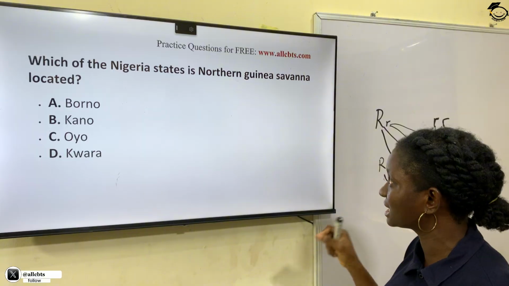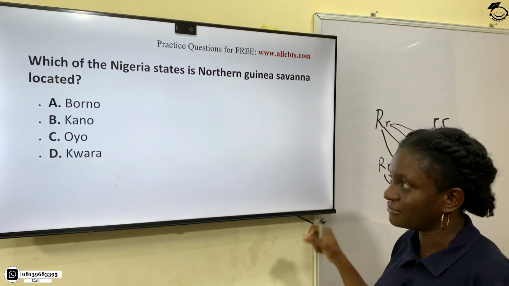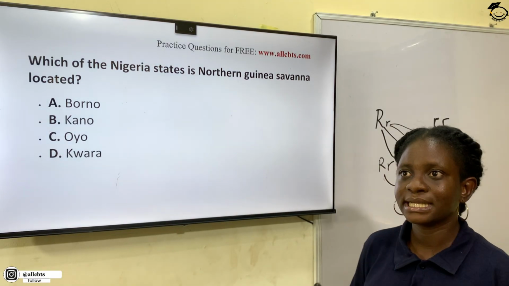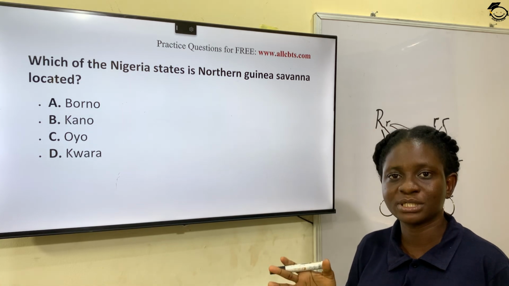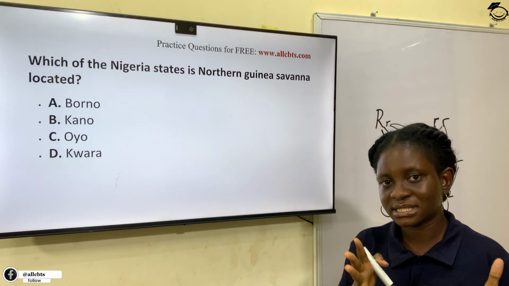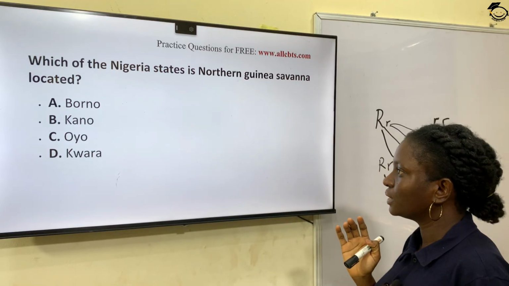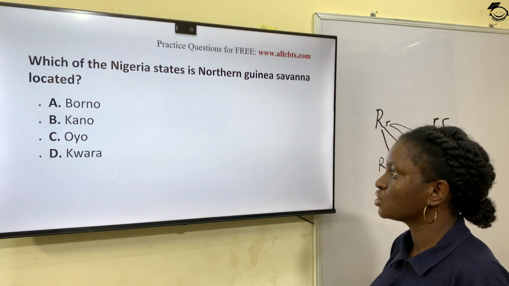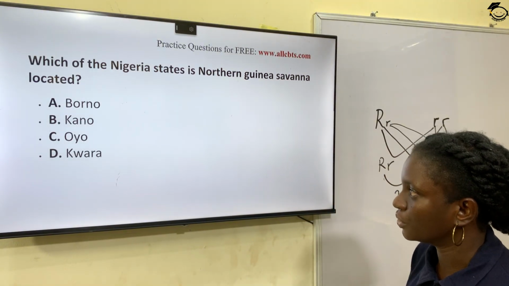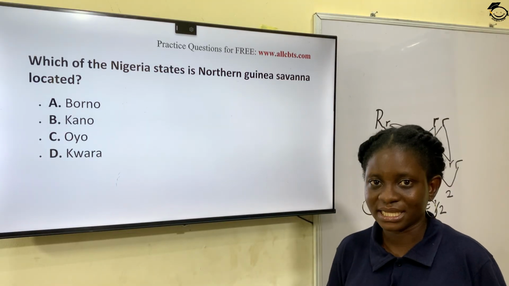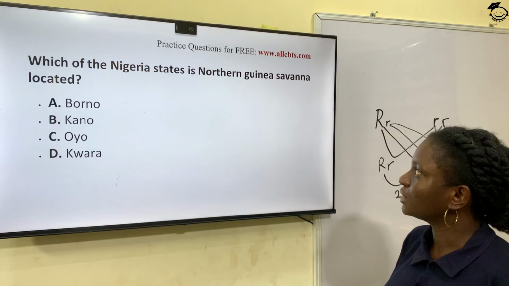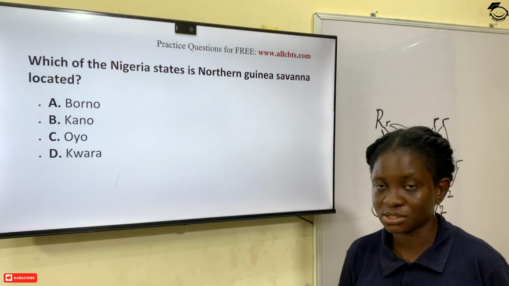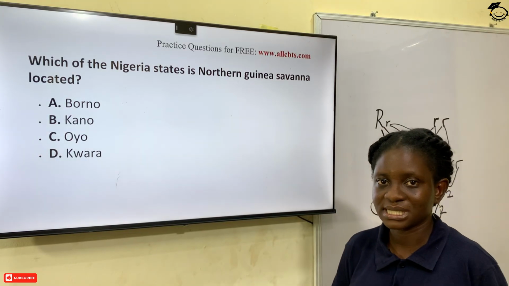Next question. In which of the Nigerian states is the Northern Guinea Savanna located? The Northern Guinea Savanna is located in between the south and north. So Borno belongs to the northern part. So then Kwara, Oyo, then Kano. So the correct answer here is Kano. Kano is a Nigerian state where this Northern Guinea Savanna is located. Option B is the correct answer.